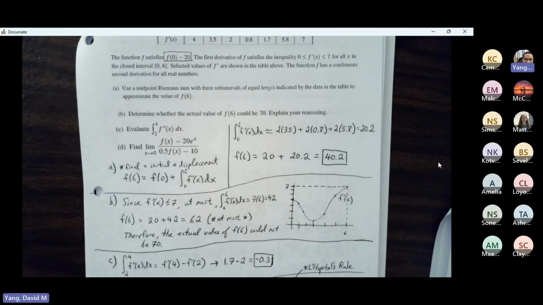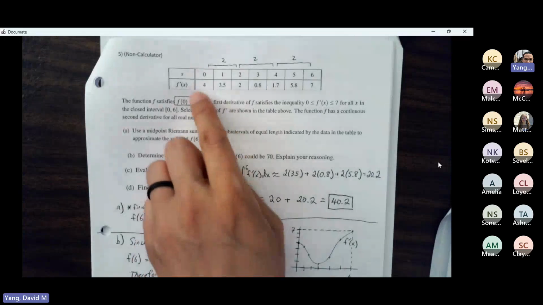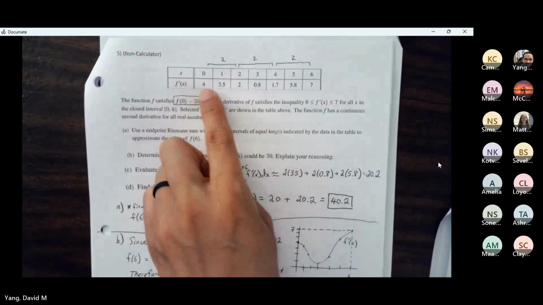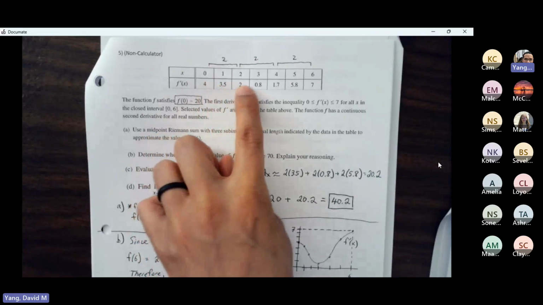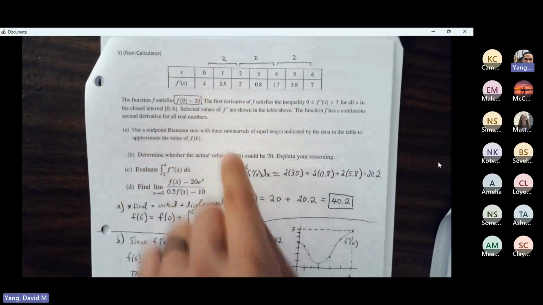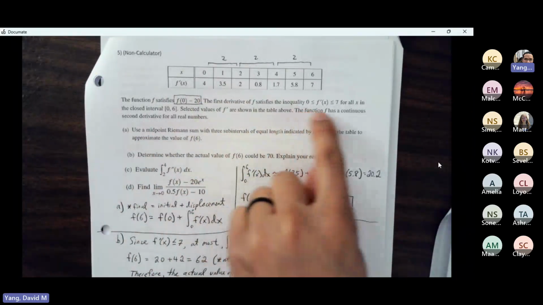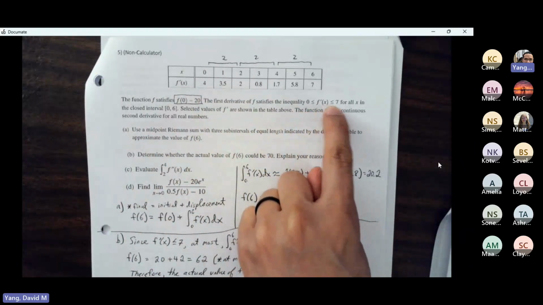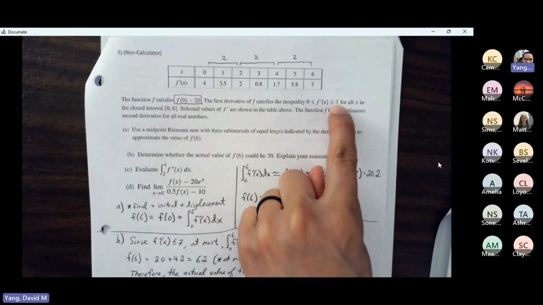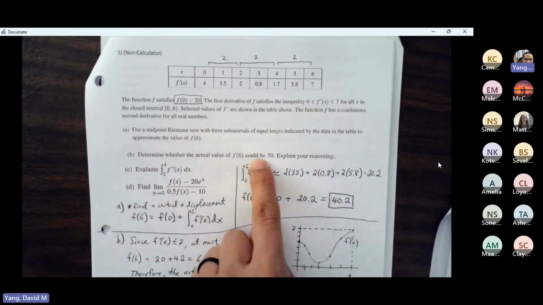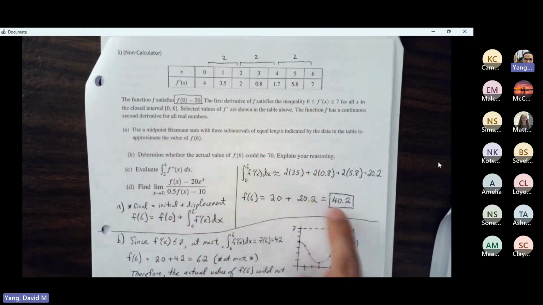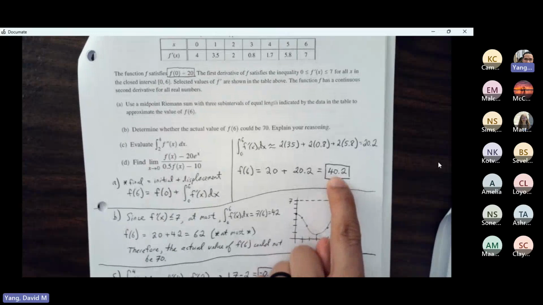So part B says, determine whether the actual value of f of 6 could be 70. So we know that these are just ordered pairs of f prime. There could be a lot of things occurring between these ordered pairs that we don't know about, but we do know something here. We do know that f prime is never going to be more than 7. Okay. And it said, determine whether the actual value could actually be 70. So 70 is a lot higher than 40.2. It's saying, can this value actually be 70?